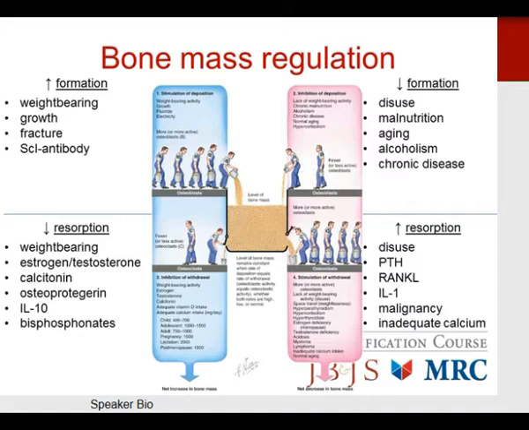If you want to maintain bone mass, you can also decrease resorption. So again, weight bearing will decrease resorption. Also the different kinds of hormones, including estrogen and testosterone, all can help to increase or decrease the osteoclast function. IL-10 is an important substance that also decreases osteoclast activity, as well as bisphosphonates. If you increase resorption, as you see in the bottom right-hand corner of this slide, you'll have decreased bone mass. Things like parathyroid hormone, RANK ligand, malignancy, or inadequate calcium intake can all increase bone resorption.